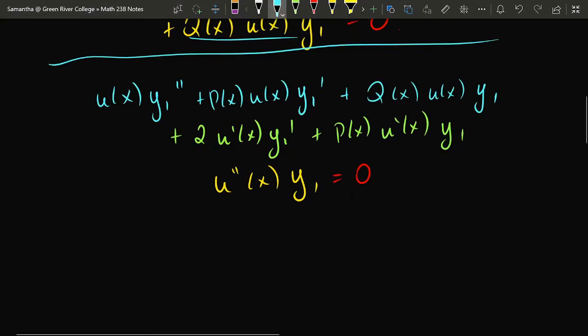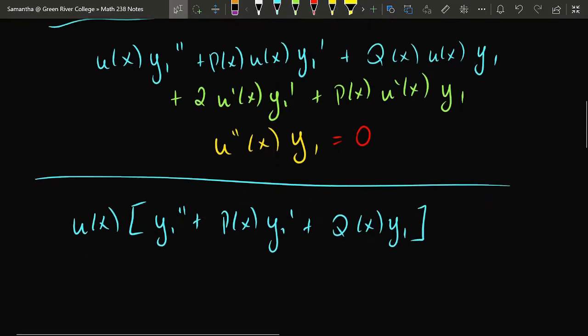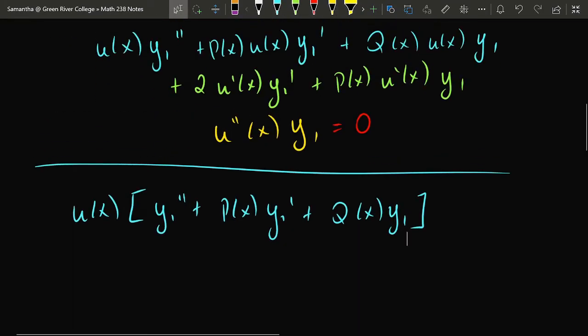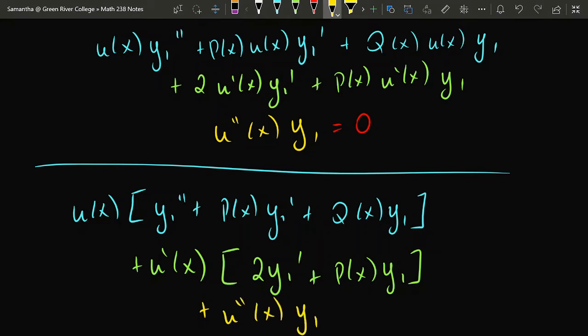Now, have a look at this first line. Because all three of these terms have a u of x in it, that u of x can be factored out. Likewise, in the second line, the y prime can be factored out. And then in the third line, we just have the single term, u double prime of x, y1 is equal to 0.